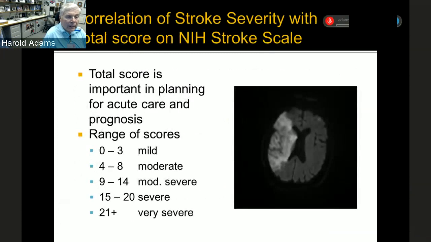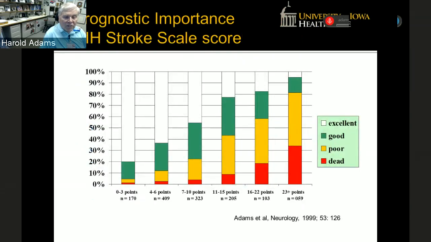Next slide. Now, what we have found is that the total score of the NIH Stroke Scale generally picks out prognosis, with 0 to 3 being mild and anything above 20 generally being very severe with poor outcomes. Next slide. We also saw its prognostic importance. This is from our TOAST study, which shows that depending on the severity of stroke, you can see how patients had excellent to poor outcomes, with generally patients with a score greater than 20 having a very poor chance of recovery.